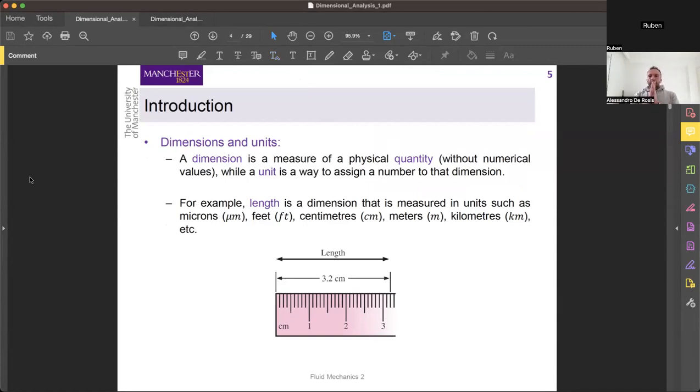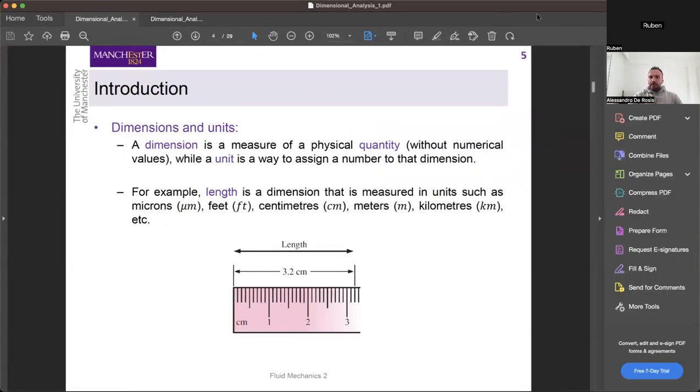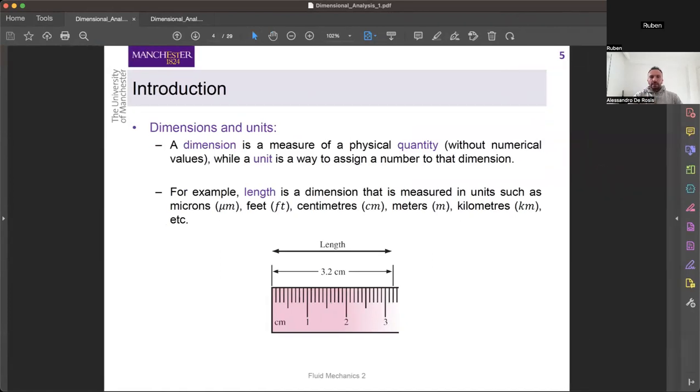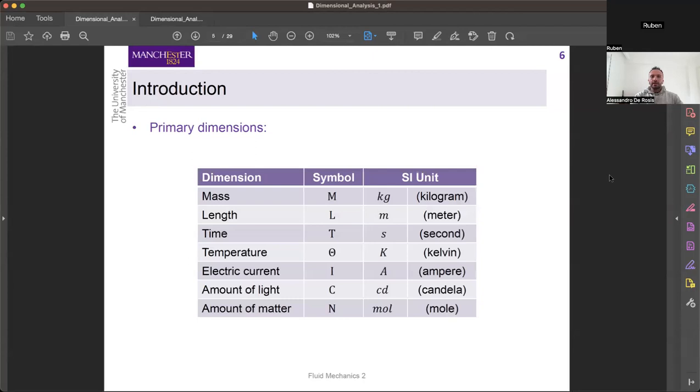Something you really need to get is the difference between a dimension and a unit. A dimension is a way to measure a physical quantity, while a unit is a way to assign a number to this dimension. So length is a dimension, and you can measure it in meters, kilometers, microns, and so on. There are some popular major primary dimensions. Typically, we use mass, length, and time.